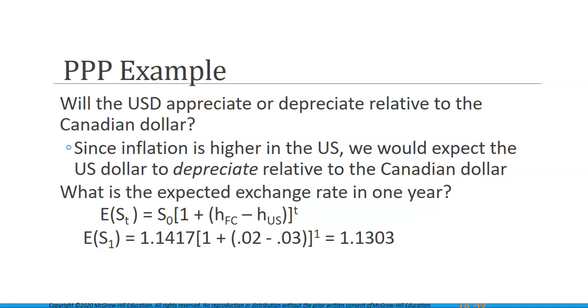So we put these numbers into our equation. So the spot rate right now is 1.1417, and then given the current inflation amount, we expect in 1 year that the spot rate will be 1.1303. So the US dollar is going to depreciate relative to the Canadian dollar.